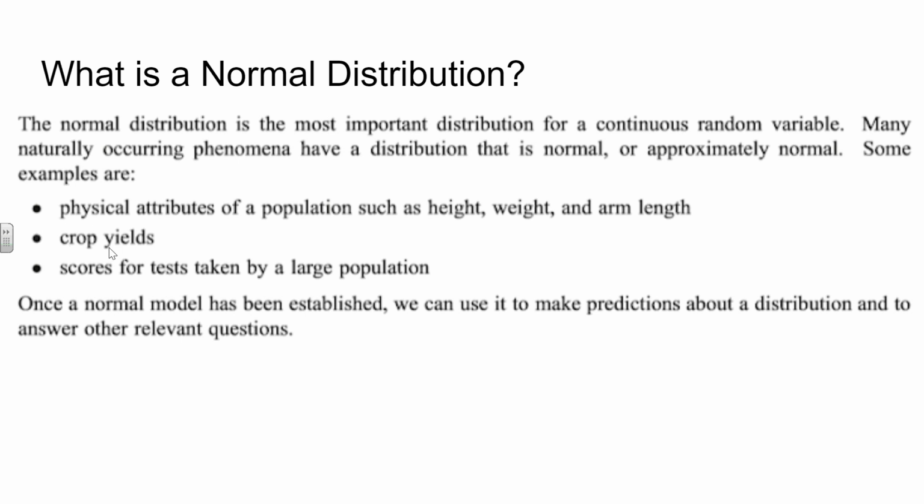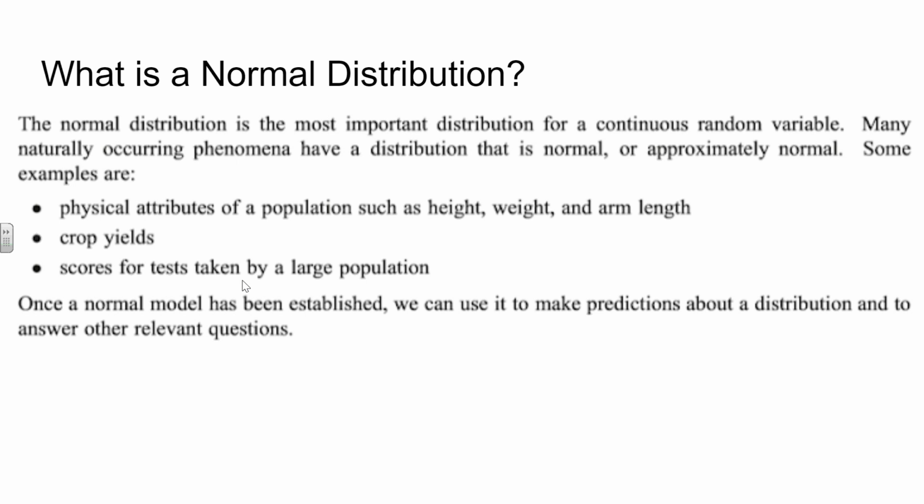Crop yields. From year to year, you're going to get different results from planting your corn, your wheat, whatever. But in general, you're going to get about the same amount, and then you'll get a little bit less or a little bit more in most years. Some years you'll get quite a bit far away from there, and even other years you'll get what are considered to be outlier values, right?